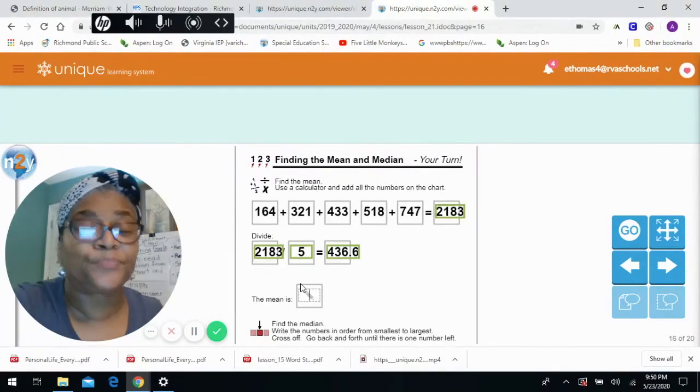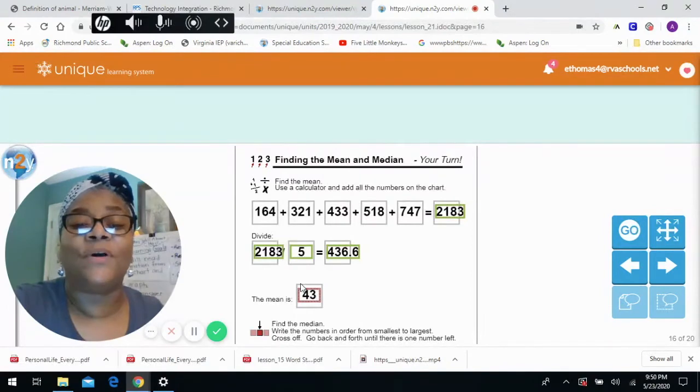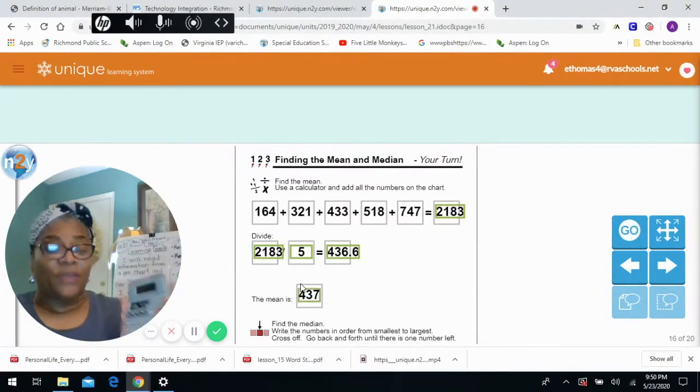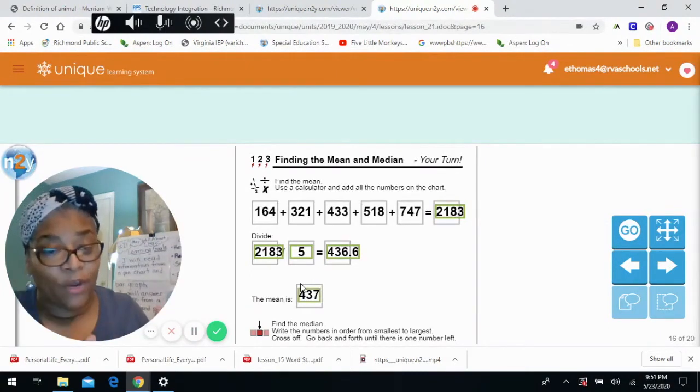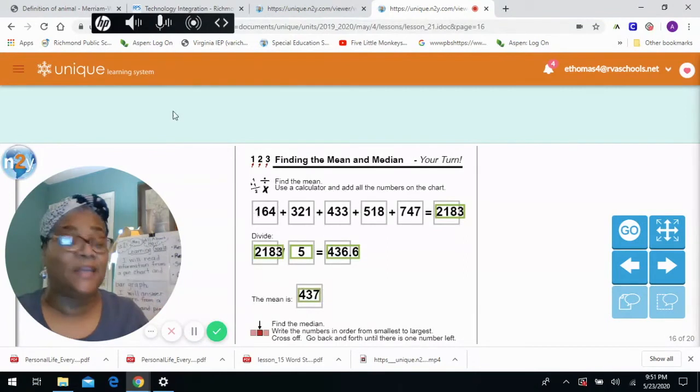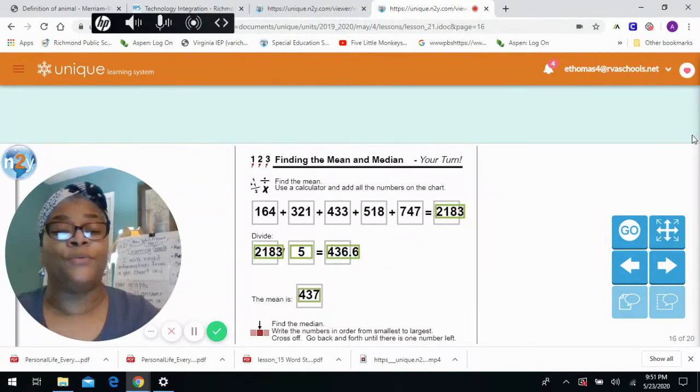Now we have to round it up. It's going to beep on me until I put all the numbers in. 437. There you go. So don't get discouraged when you hear bang, bang, bang, and bonging at you. Just go ahead and keep on working and put it in. It'll work for you. Very good.